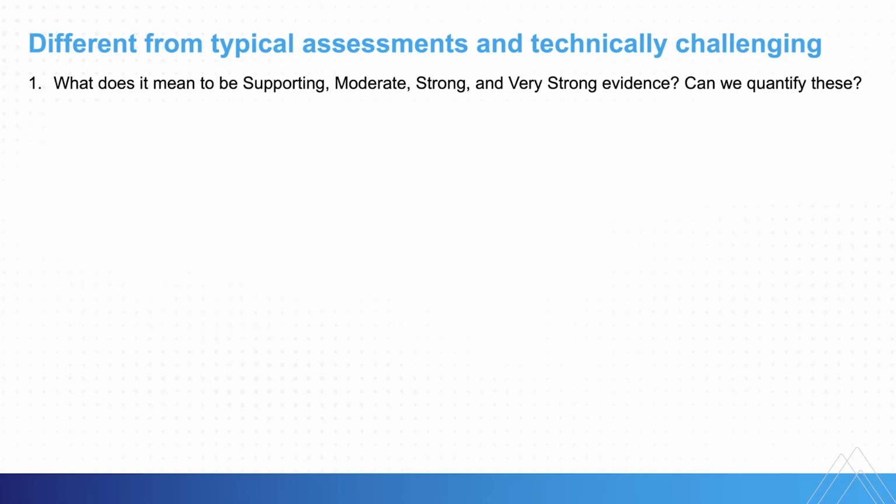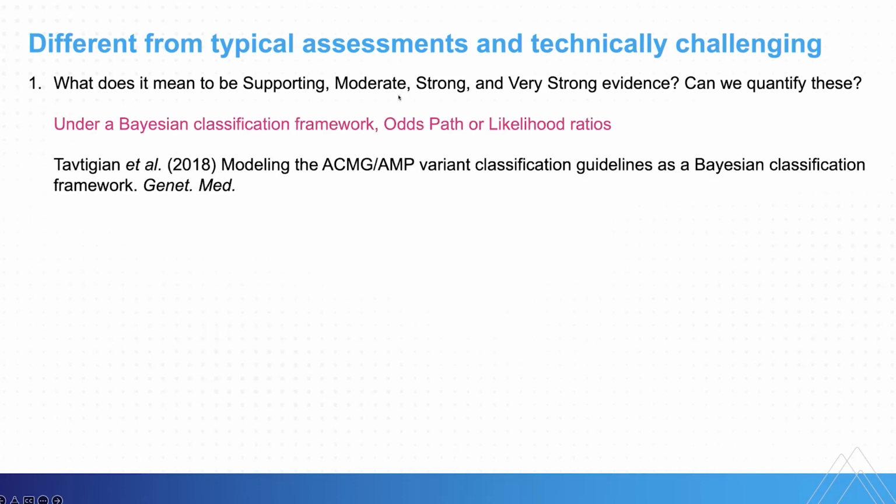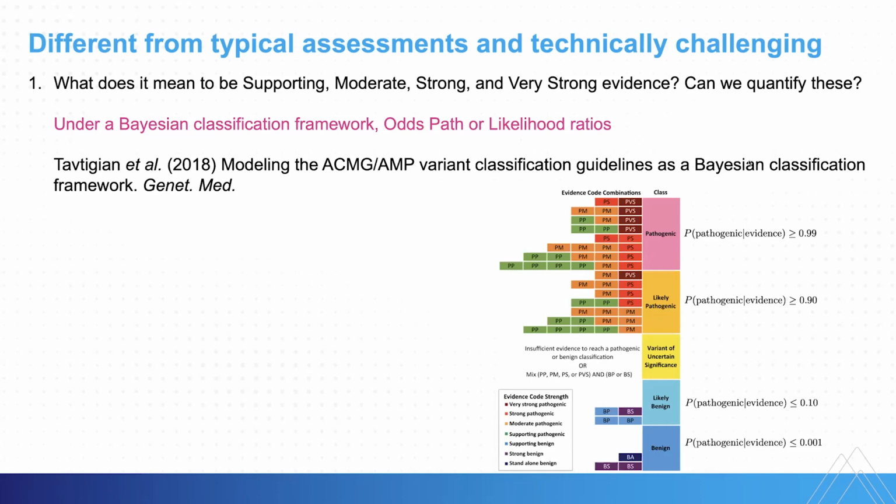The original guidelines use these terms, but there was no sense of framing this in the context of a number. Recent work from Tavtigian et al. had a very interesting solution, which was to use odds of pathogenicity, or likelihood ratios, as a quantifier of evidence strength. Under a Bayesian framework, you could use likelihood ratios as a means to say whether something is supporting, moderate, or strong. I'm going to get into a little bit of the technical weeds here, but hopefully it'll become clear as we go through the slide.